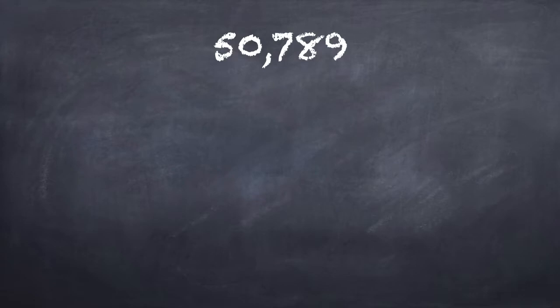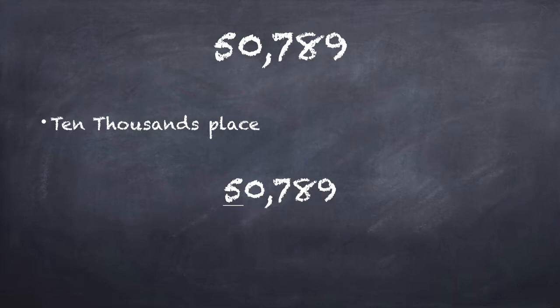Finally, let's look at our last example of rounding 50,789 to the 10,000s place. What do you think this number will round to now? It rounds to 50,000.